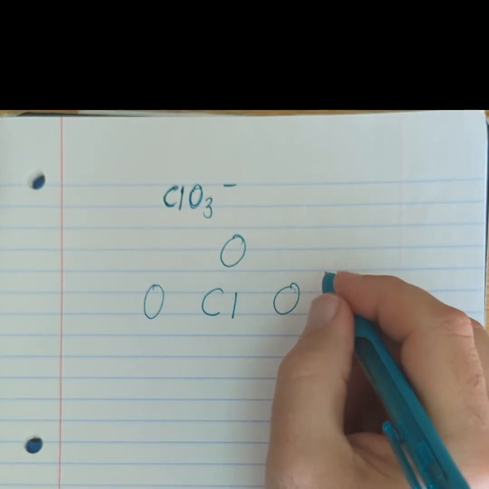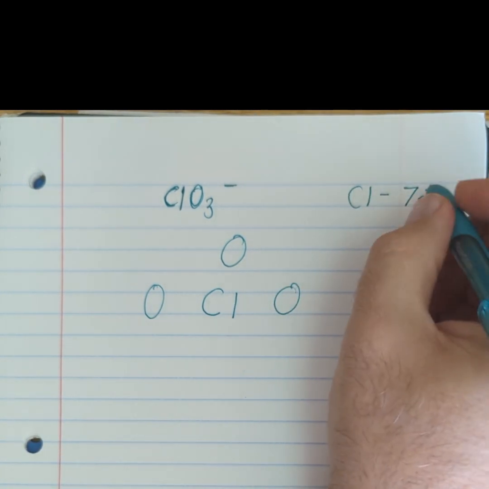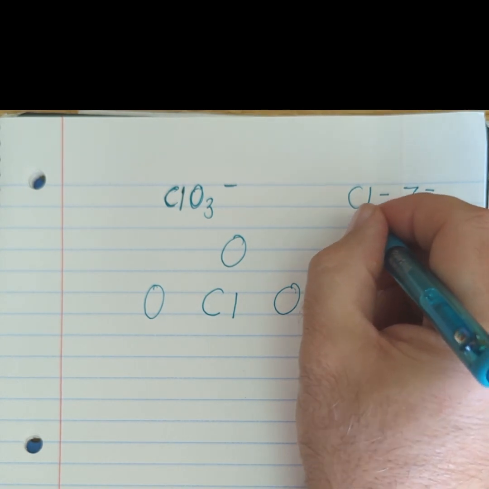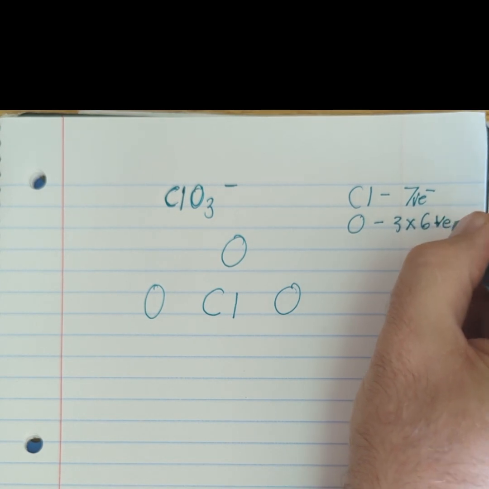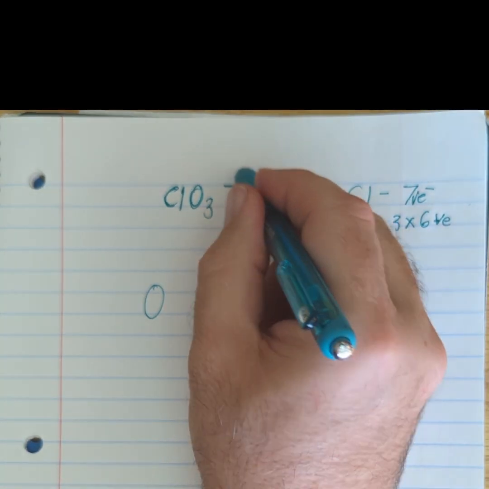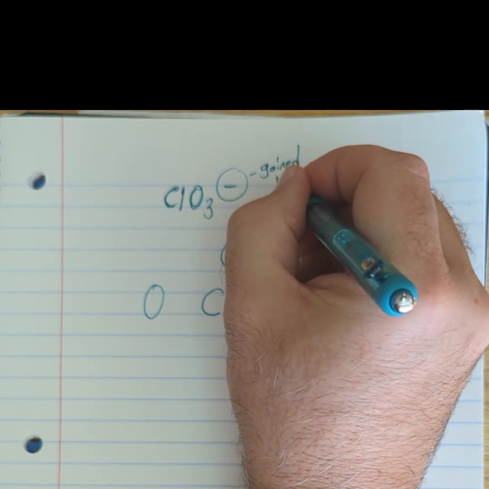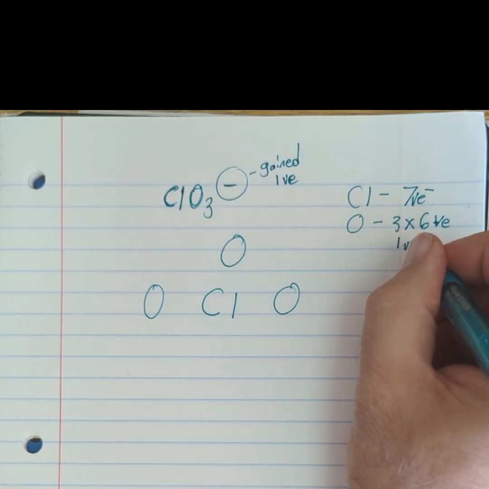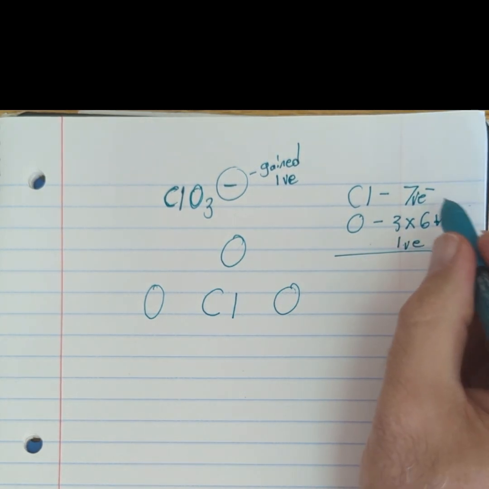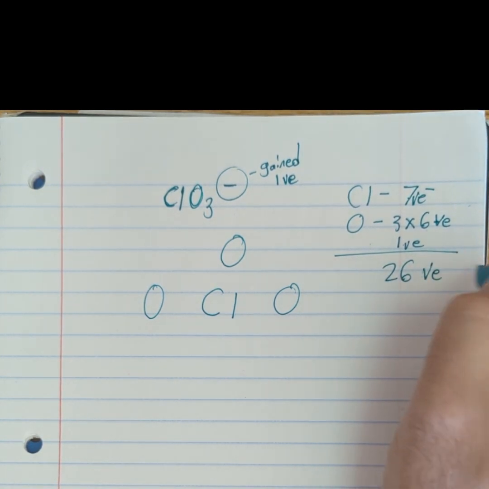All right, so now for this last one, we have chlorate, ClO3-. So we add up our electrons. Chlorine has 7. Each oxygen has 6. That's a total of 25. But there's also a minus sign there. And remember, the minus sign tells you how many electrons they gained. So we gained 1 electron to become negative. So that is a grand total of 26 valence electrons. All right.